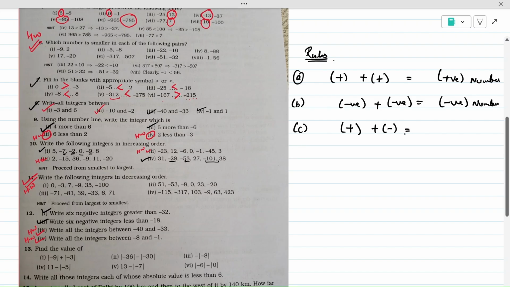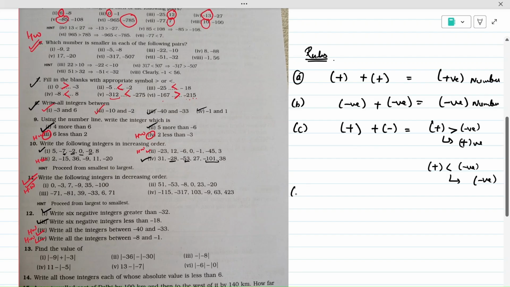Third, if you are adding a positive number to a negative number, here we have two things. If the positive number is greater than the negative number, then the answer will be positive. But if the positive number is less than the negative number, then the answer will be negative. So these are the addition operation rules which we have learned in NCERT.